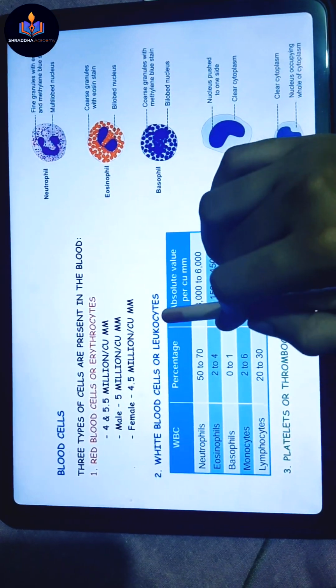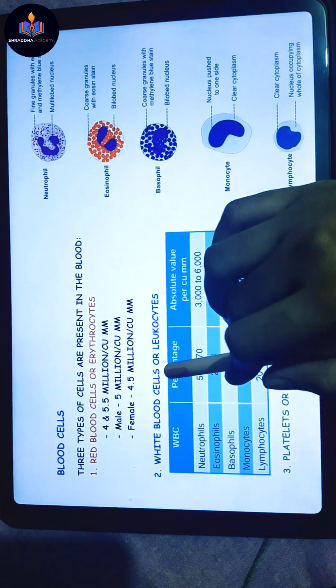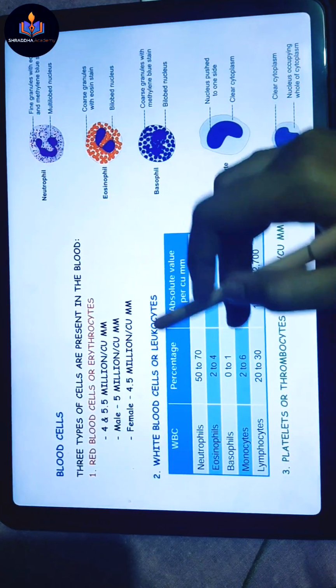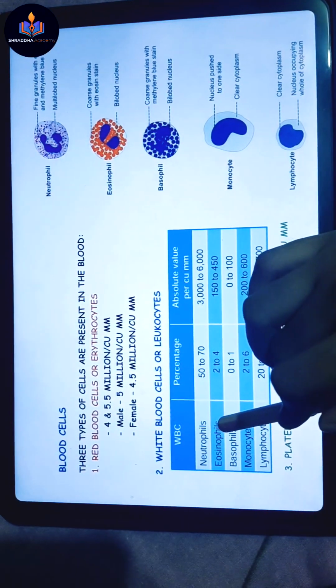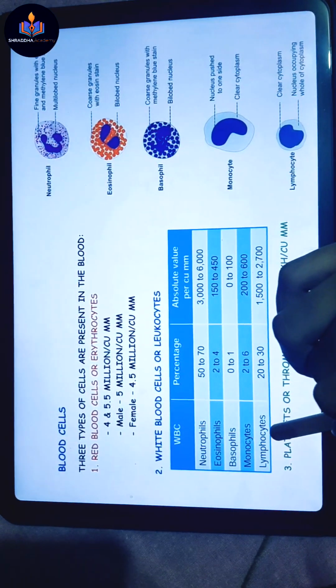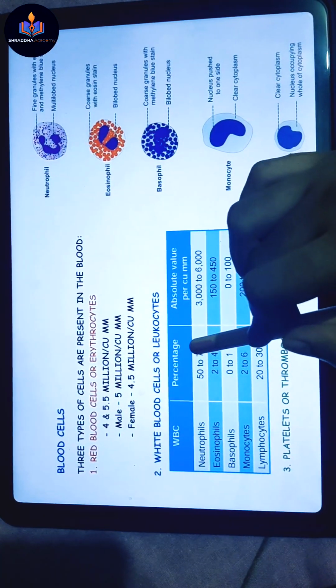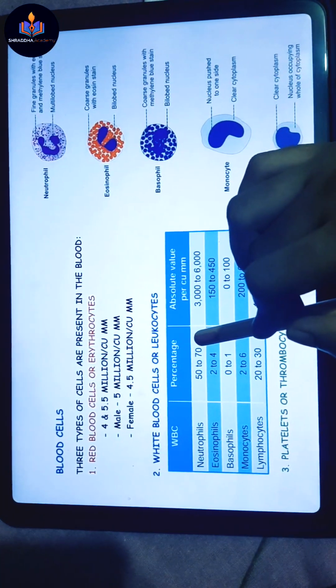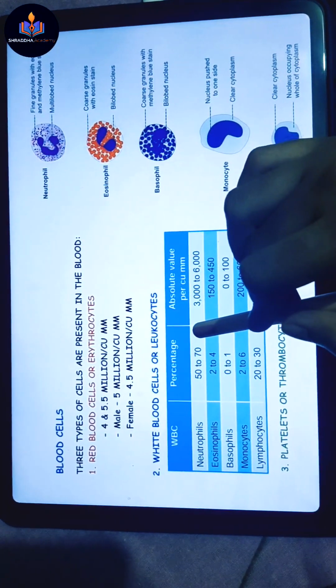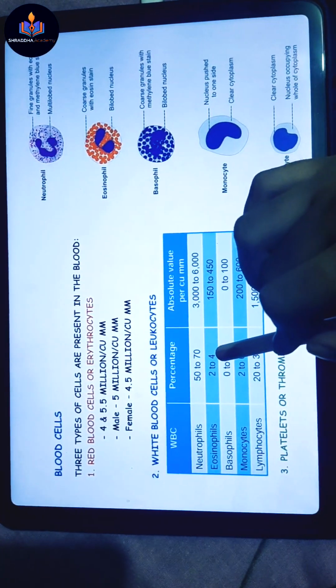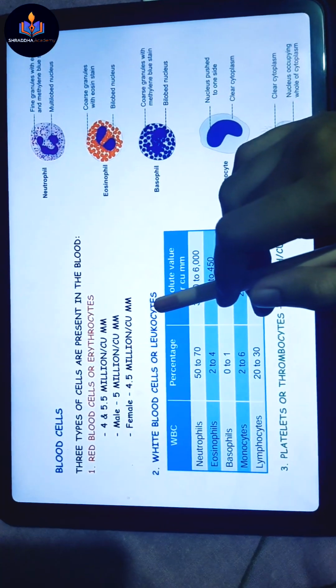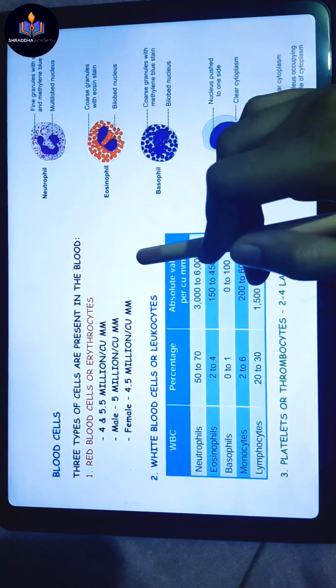Then coming to white blood cells, also known as leukocytes. In WBC there are neutrophils, eosinophils, basophils, monocytes, and lymphocytes. In percentage, 50 to 70% of the WBC are neutrophils. Basophils are 0 to 1%. Actually they are hardly there, you cannot even see them in the microscope.